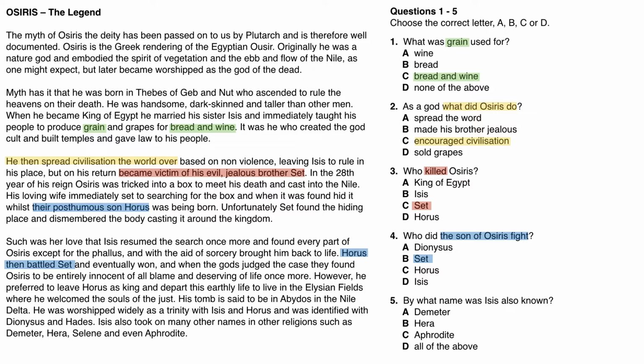Number 5, by what name was Isis also known? So we find Isis, we said, took many other names, including A, Demeter, B, Hera, Selene, and even C, Aphrodite. So all of those names, the answer can't be A, B, and C, but it will be D, all of the above. So only choose one answer. If you choose A, B, C, and D, it's wrong. The correct answer is D, all of the above. So it's a fairly easy strategy, an easy set of questions, or it seems easy when you have the strategy.